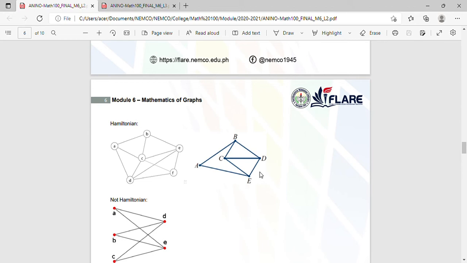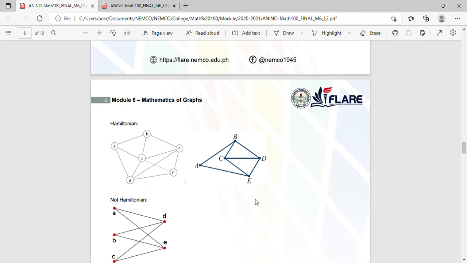You will answer this one individually. So once you're done, you submit it. So problem number 1, Mr. Anino wanted to know the ages of his 15 students in Math 100. So after asking his students, these are the ages. Given this data set, you will solve for the range, the standard deviation, and the variance.